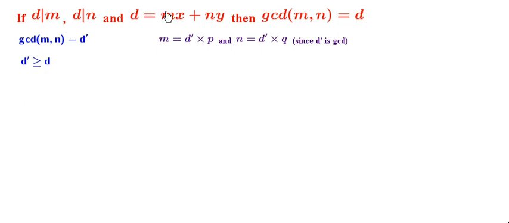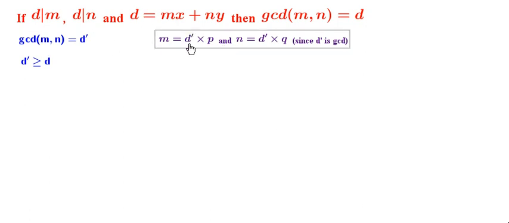Now let's use this particular fact. This fact says D is equal to Mx plus Ny. Now this is for D, so now we want to somehow use D dash here. Since D dash is GCD of M comma N, we can say that M is multiple of D dash and N is also multiple of D dash. So we can write like this: M is equal to D dash times P and N is equal to D dash times Q from the definition of GCD.